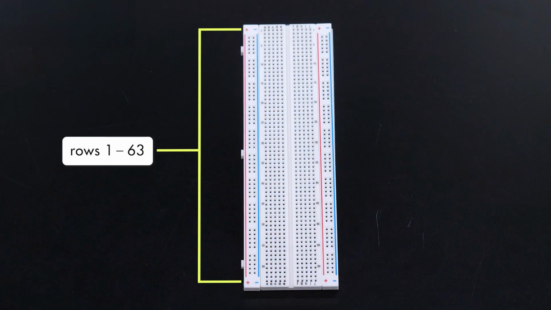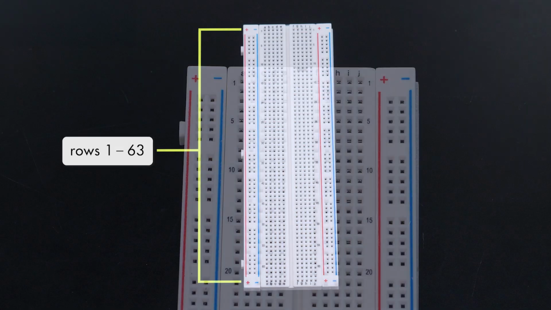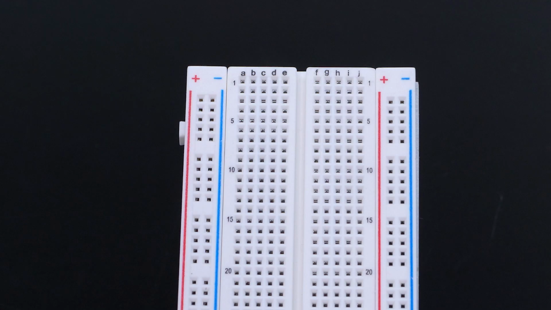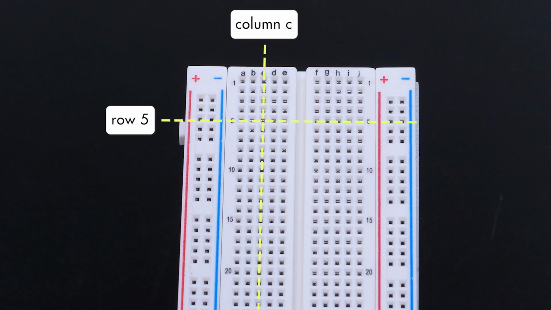The sockets between the power buses are arranged in horizontal rows that are assigned numbers 1 through 63. The sockets are also arranged in columns. There are 5 columns on the left side, which are assigned the letters A through E, and 5 columns on the right side, which are assigned letters F through J. When we need to designate a specific socket, we can do so by giving its row number and column letter. This socket is designated as 5C.